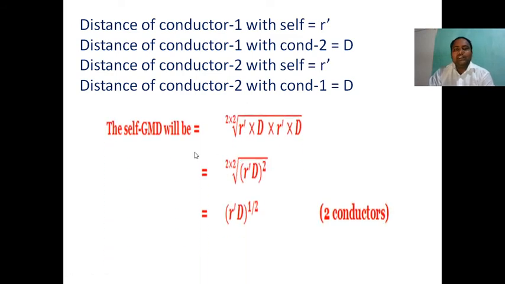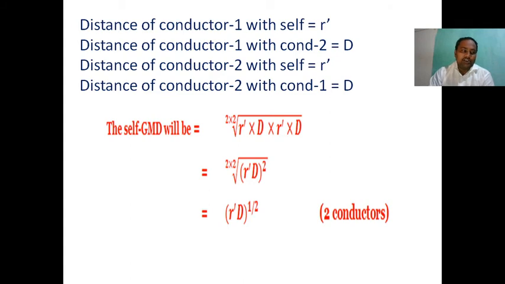So what happens to the self GMD? The self GMD having, first write all the combinations, R dash into D, R dash into D, whole power 4. So the basic formula of bundle conductor is the geometric mean of all possible two square distances of the bundle, including the distance from the subconductors to themselves. This is the basic formula.